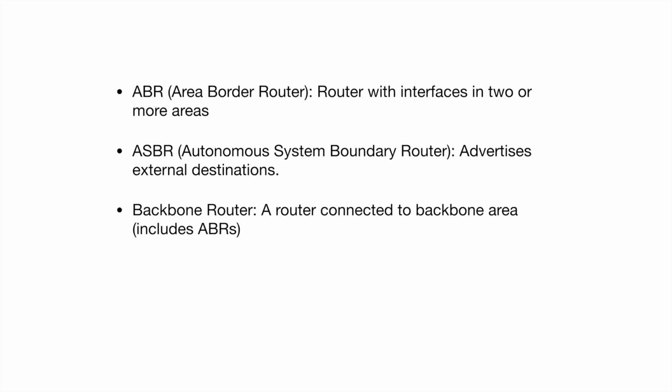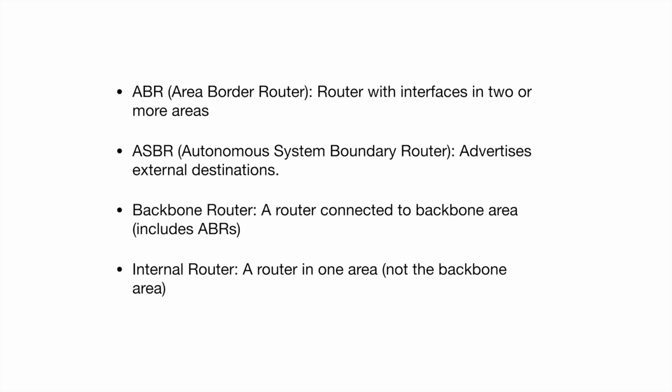Backbone router. This is a router connected to the backbone area, including the ABR, the area border router. Internal router, a router in one area except the backbone. Because if it is in the backbone, it's going to be a backbone router.